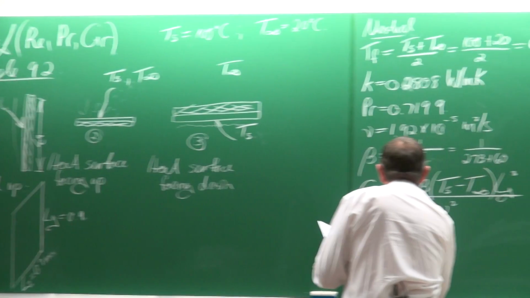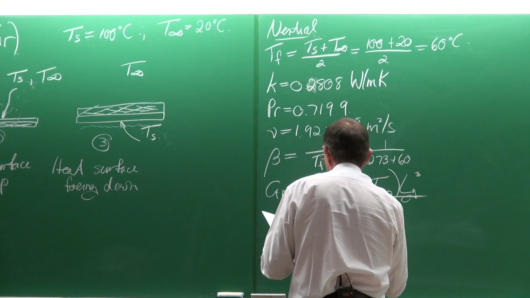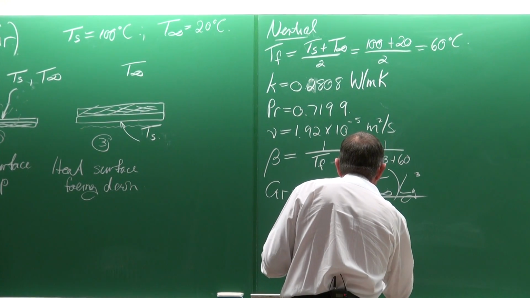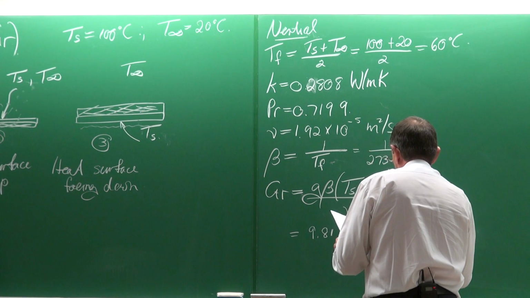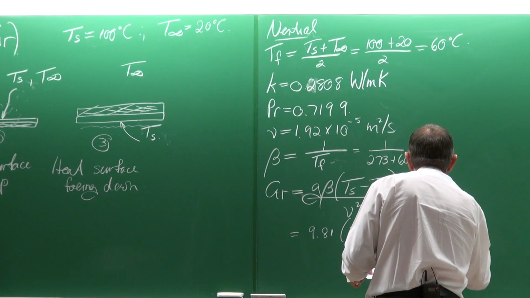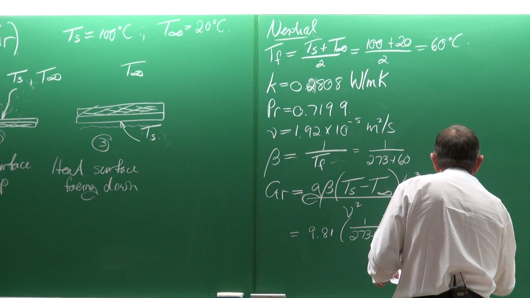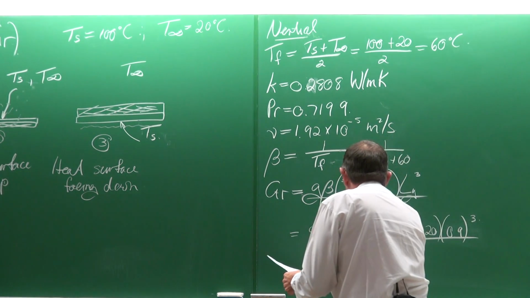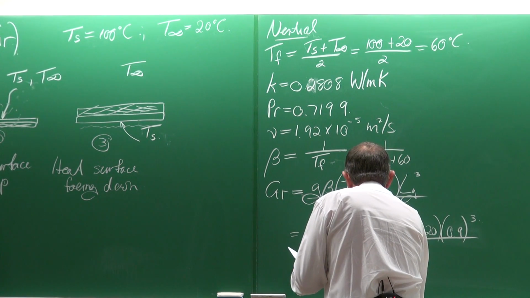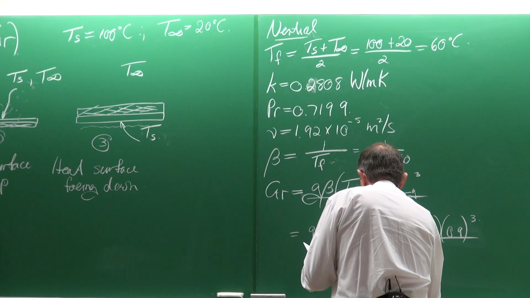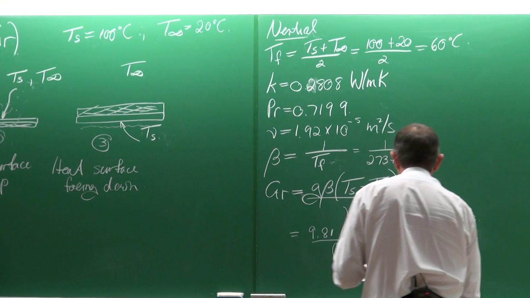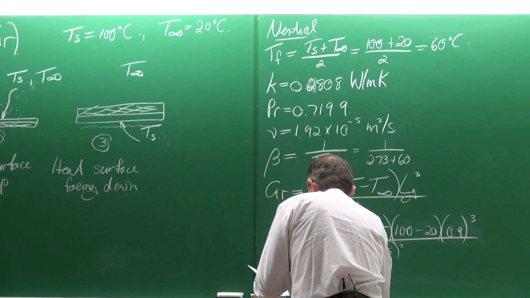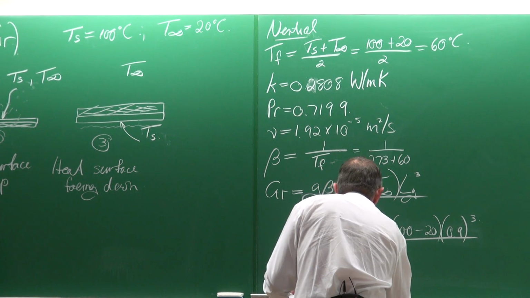Right, so if we go and calculate it, Gr is equal to 9.81 multiplied by beta, 1 divided by 273 plus 60, multiplied by the temperature difference, 100 minus 20, multiplied by the length, 0.9 to the third, divided by the kinematic viscosity, 1.92 multiplied by 10 to the minus 5, and remember the square, and that would give us a Grashof number of 2.192 multiplied by 10 to the 9.